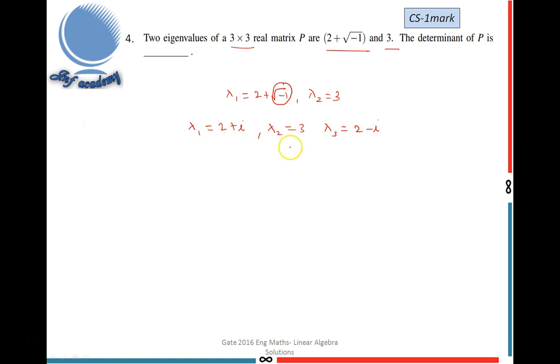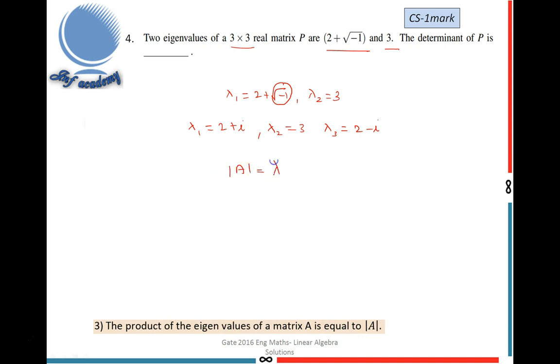So here I write all the 3 eigenvalues of the given matrix P. Lambda 1 equal to 2 plus i, lambda 2 equal to 3, lambda 3 equal to 2 minus i. Now you have to find the determinant of P. So here I use one property of eigenvalues. The product of the eigenvalues of a matrix A is equal to the determinant of A. So determinant of A equal to the product of eigenvalues, lambda 1, lambda 2, lambda 3.